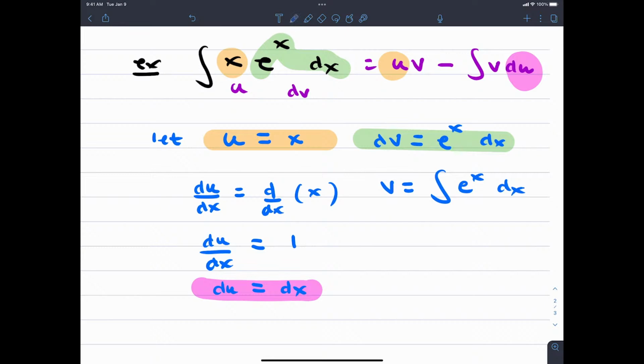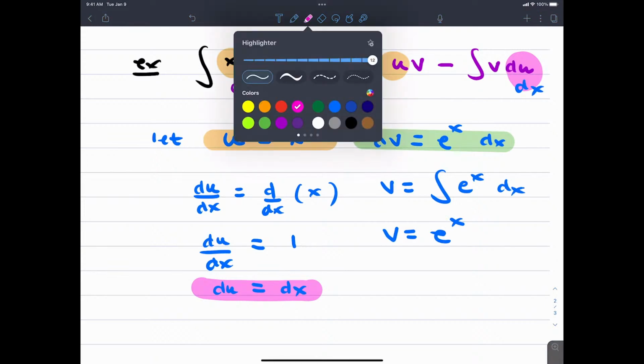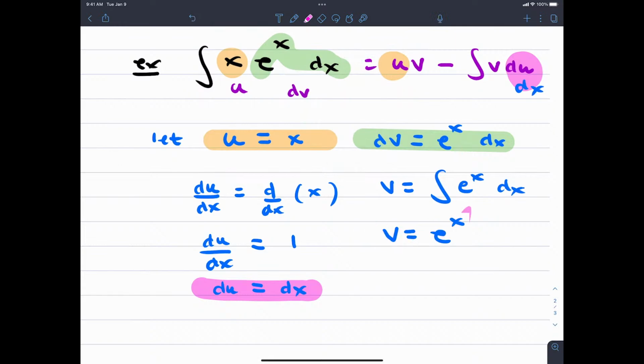And your dv here is going to be what? It's simply e to the x dx. But what is v going to be? Well, can you integrate e to the x? Yes, you just got through doing that on a test. Here's your v, okay? And that goes here and here. Okay, so we already know, what is u? Well, that's x. What is v? e to the x. It goes in these locations here.